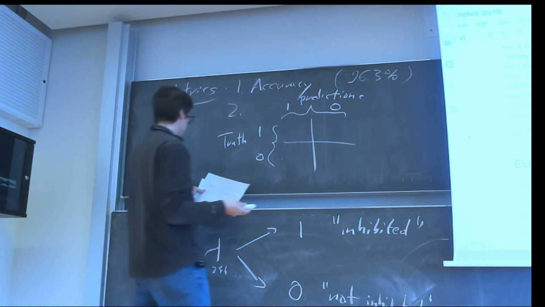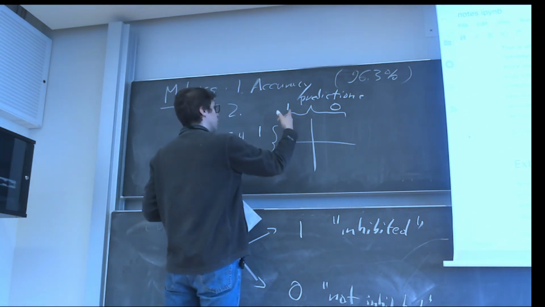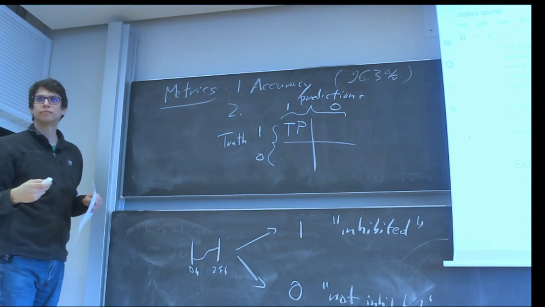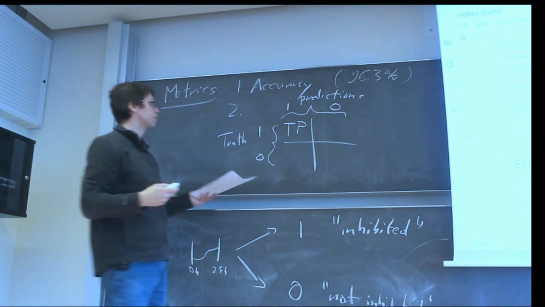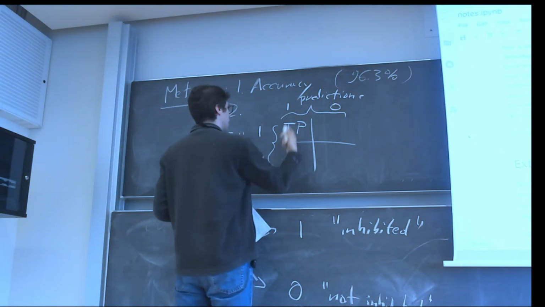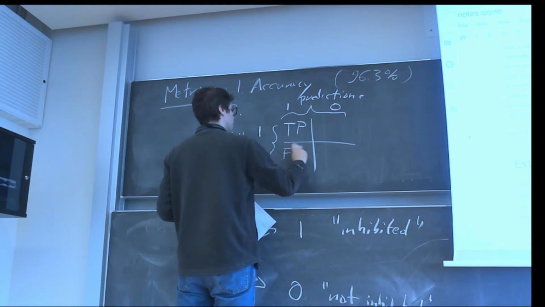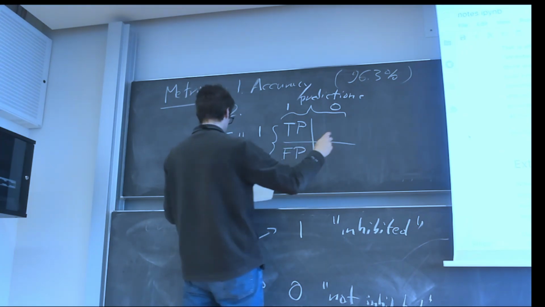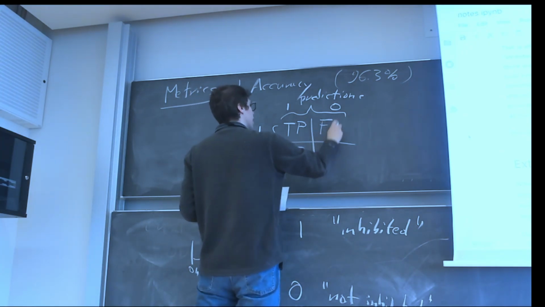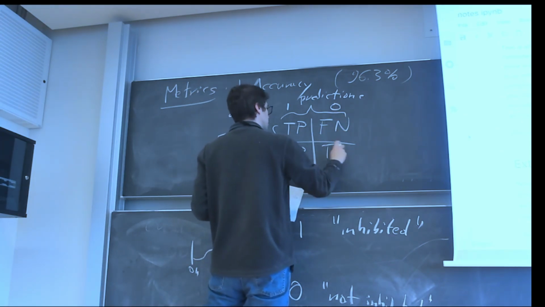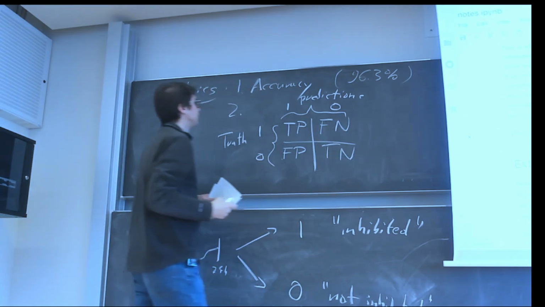And of course, there are different names for each one of these categories. I'm guessing you know them. If you're predicting 1 and in truth it is a 1, we're calling that a true positive. You said positive and it's true. Again, if you're predicting 1, but in reality it's 0, it's of course a false positive. And here, this would be a false negative. We would predict 0, but in truth it's a 1. This would be a true negative.